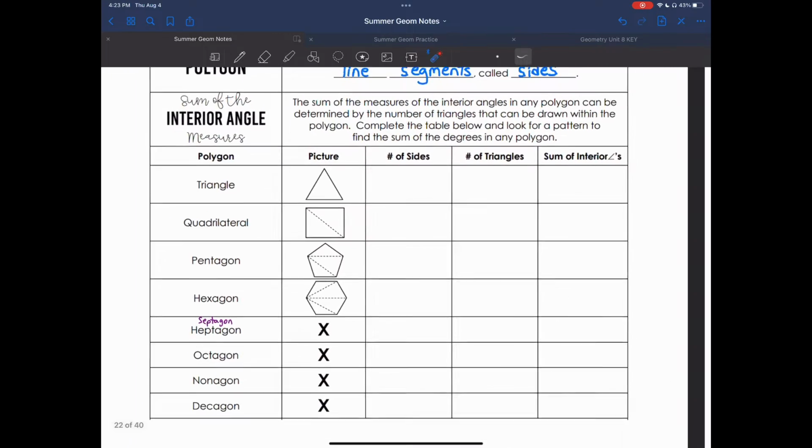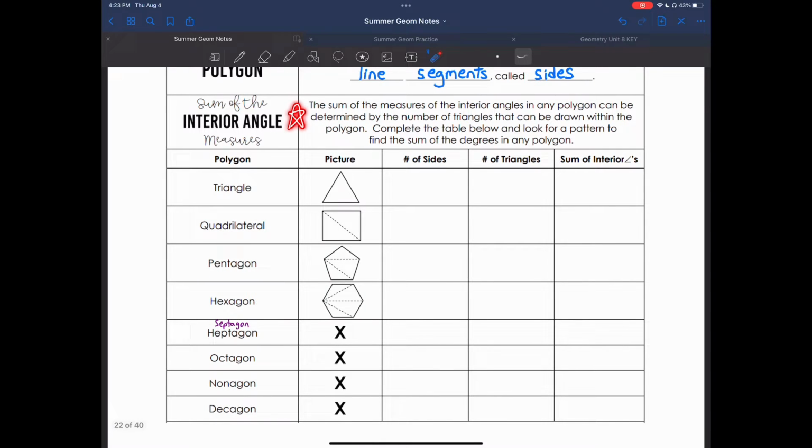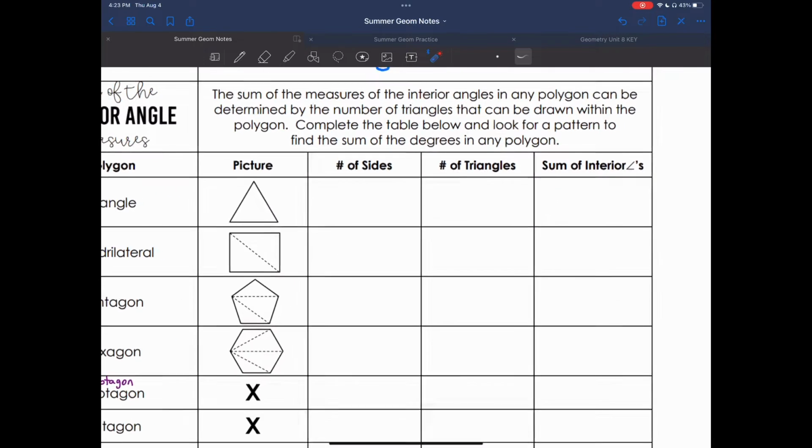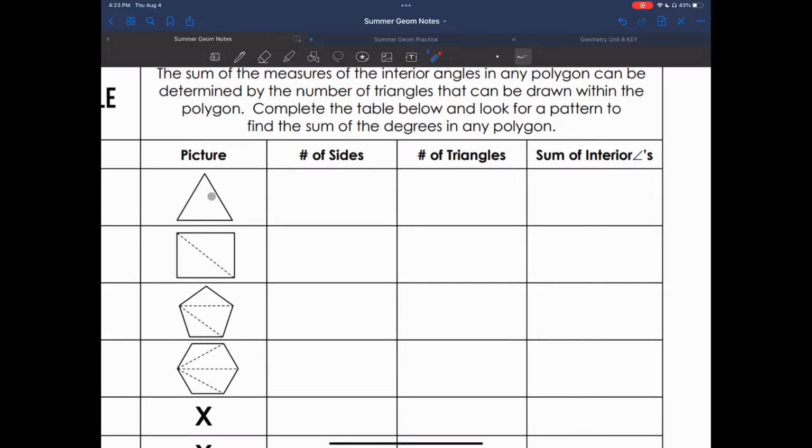Okay. So let's read through this right up here. Now it's talking about the sum of the interior angle measures of a polygon. Over here it says, the sum of the measures of the interior angles in any polygon can be determined by the number of triangles that can be drawn within the polygon. Interesting, okay. It says to complete the table below and look for a pattern to find the sum of the degrees in any polygon. So we are going to base all of this off of what we know about a triangle. Let's zoom in a little bit to this top part. So they give us a picture of a triangle.